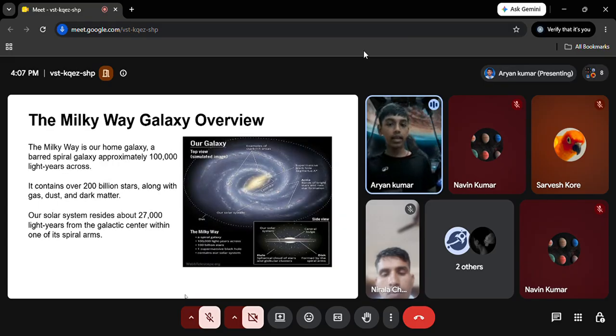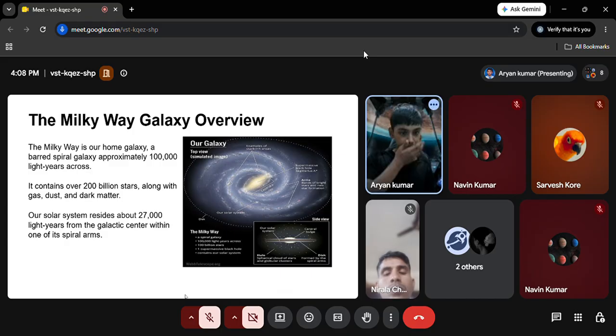The Milky Way galaxy overview. So, the Milky Way is our home galaxy, a spiral galaxy approximately 100,000 light years across. It contains 200 billion stars, along with gas, dust, and dark matter. Our solar system resides about 27,000 light years from the galactic center within one of its spiral arms.